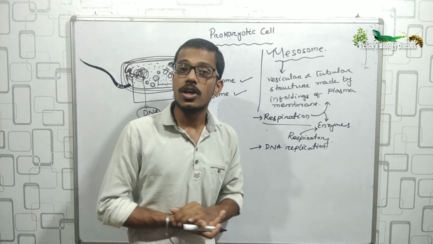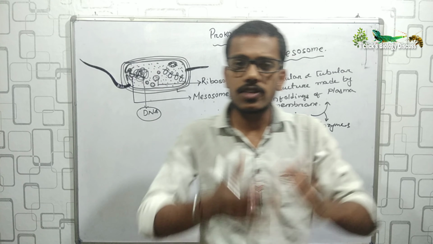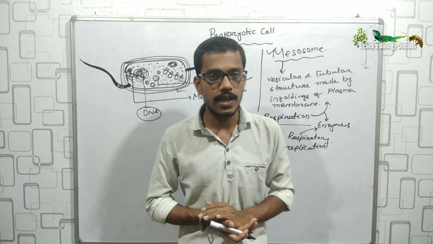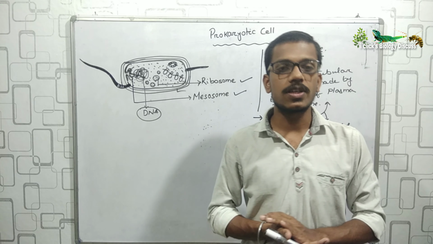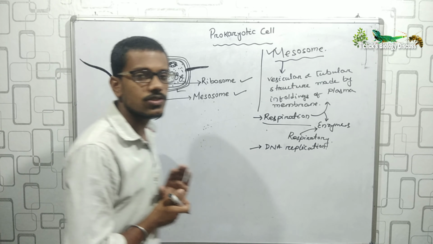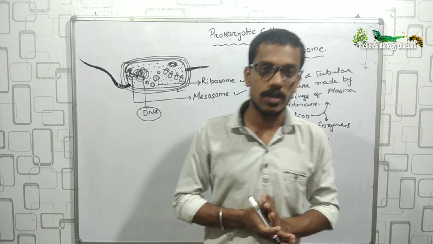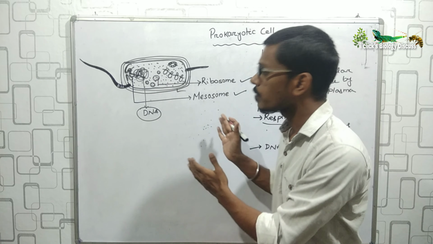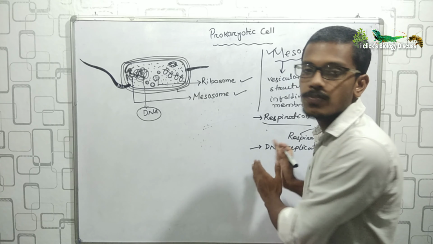So the mesosome helps in the respiration process. In the eukaryotic cell there is presence of mitochondria, and this mitochondria helps in respiration. But in the prokaryotic cell there is absence of mitochondria or membrane bound cell organelles. That's why the mesosome helps in the process of respiration.